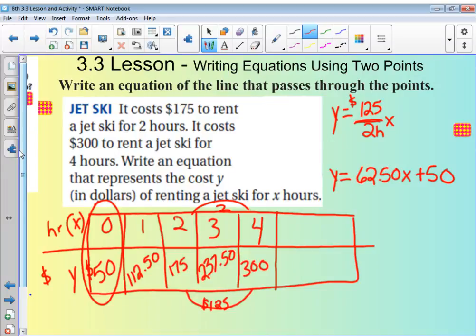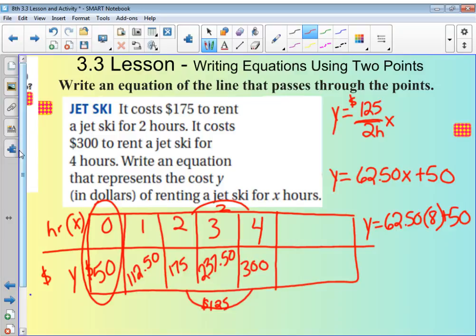Okay, so there's our y-intercept equation. We could then continue. Let's say I wanted to rent it for a whole 8-hour day. I'm having family up. I just want to rent it for the whole day. I could go through and figure that off of my equation. So if I was going to rent it for 8 hours, well, y equals 62.50 times my number of hours, and I'm still going to have to pay the $50 fee.